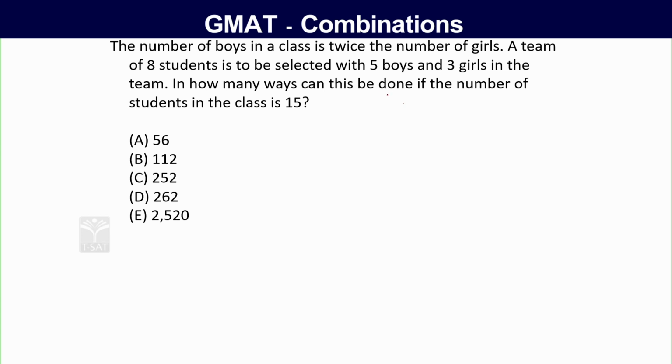As it says that the number of boys is twice the number of girls. So, if we assume that the number of girls is x, then the number of boys will be 2x. A team of 8 students is to be selected with 5 boys and 3 girls in the team. In how many ways can this be done if the number of students in the class is 15? So, they are saying the total number of students is 15. That means x plus 2x is 15, which means that 3x is 15 and x comes out to be 5.